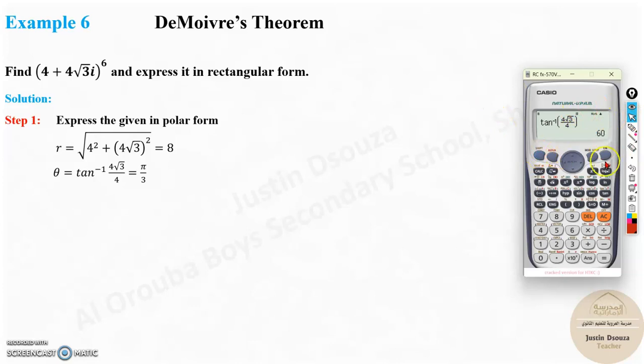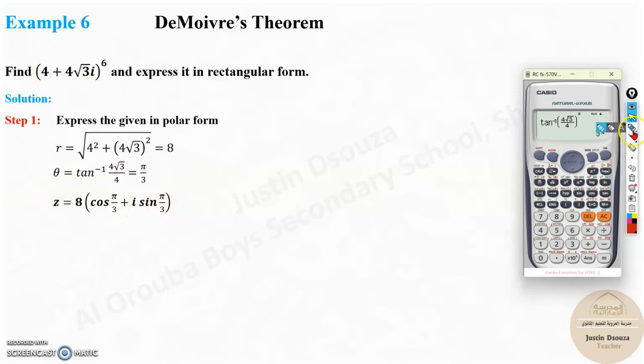No, let us shift mode and 4. Now we get the answer in radians. Try to keep this every time in radians. Why? Because if you keep degrees, again you need to convert this, that. It's a big hassle. So I just convert it to radian mode. Now I solve it. It's pi by 3. Fine. Now just substitute it in the polar form.